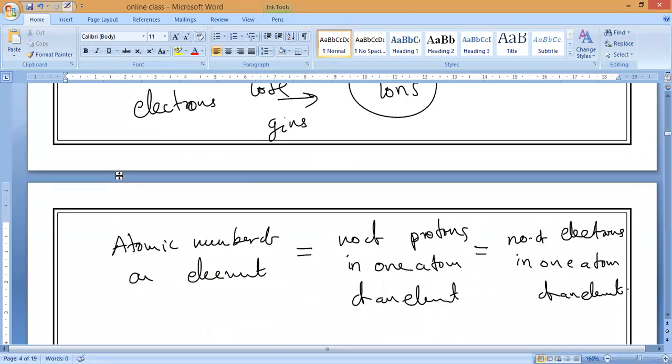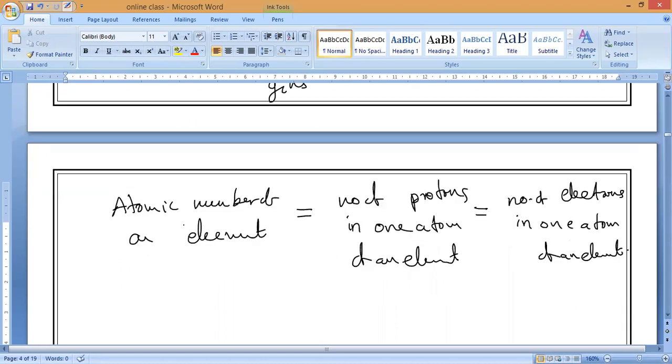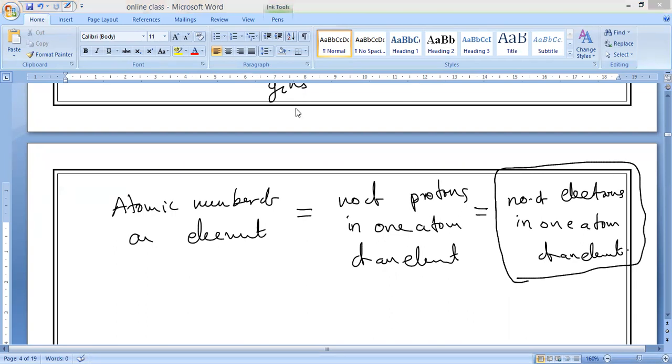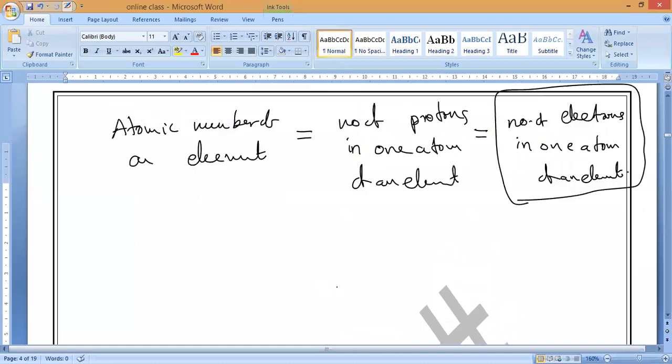So the atomic number of any element, either you can say the number of protons in any atom of an element, or the number of electrons in any atom of an element. Because in every atom, the number of protons is equal to the number of electrons. But we basically won't study this because we will be confusing atoms and ions most of the time. So the atom is stable, but the ion is unstable, because in an ion the numbers of electrons and protons may vary, but in an atom they are always equal. So that is what we call the atomic number.